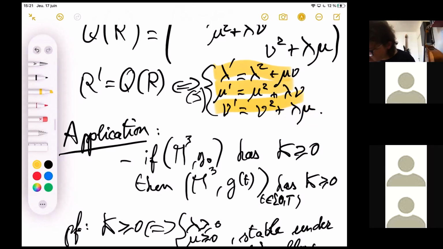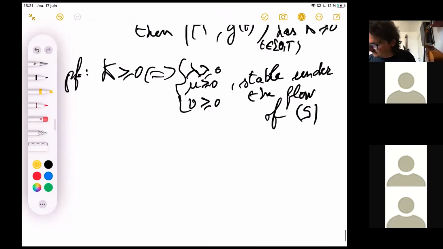If lambda and mu are strictly positive, you're done. If another one vanishes, then actually you're on one of the axes in the lambda mu nu space, and the axes are solutions. So by uniqueness, you cannot be here. Okay.